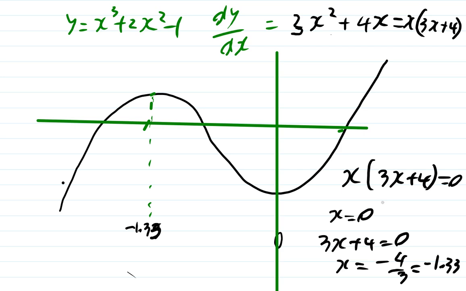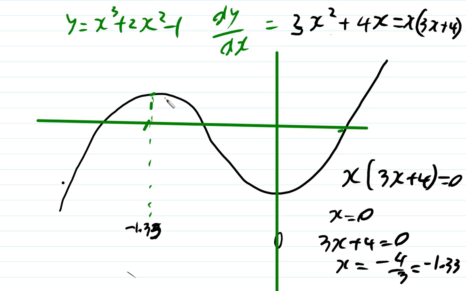Now, those values of x will be the values of x where the gradient function is 0. That means the gradient of the curve of the function is 0. I get x equals 0 and x equals negative 1.33. Because this is a gradient function, where will the gradient function be 0? I just equate it to 0 and find the values of x where the gradient is 0. It happened to be here and here. You see that?